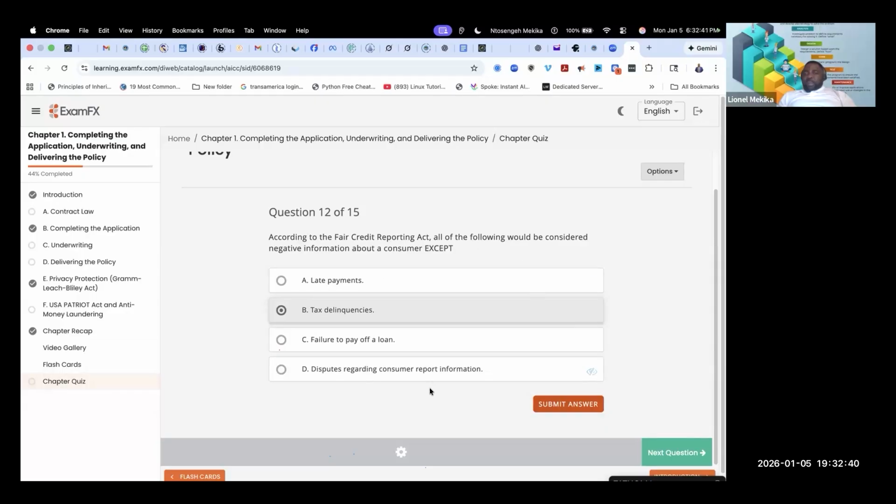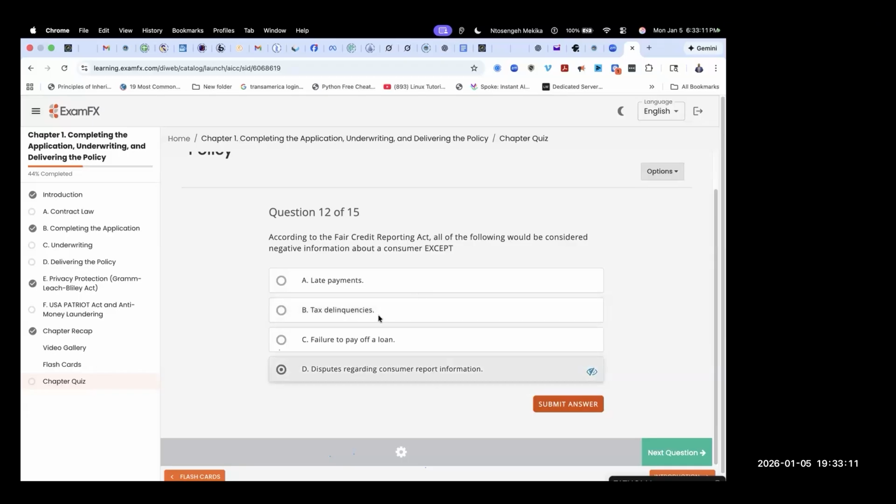Okay, so let's read this one. According to the Fair Credit Reporting Act, which means the answer was Fair Credit Reporting Act from what we chose. Yes. Now they are doing a follow-up question on that. All of the following will be considered negative information about a consumer except: late payment, tax delinquency, failure to pay off a loan, dispute regarding consumer report information.